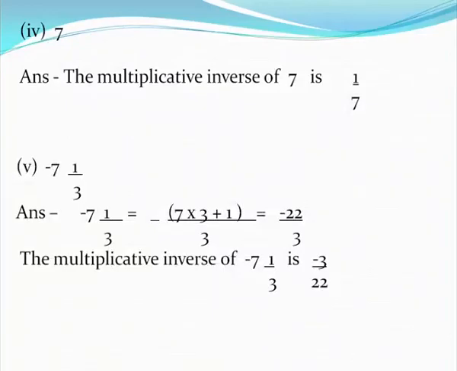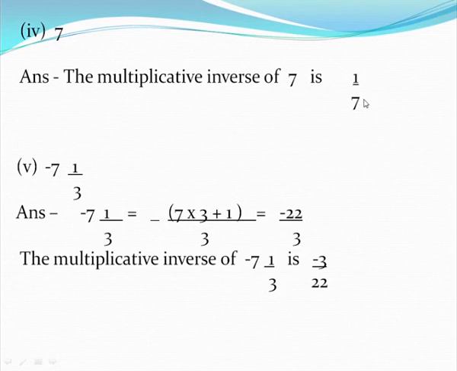Now, fourth example, 7. The multiplicative inverse of 7 is 1 upon 7. As there is no denominator here, we will consider 1 as the denominator. Hence, the denominator will come in the numerator, that is 1 will come in the numerator and 7 will come in the denominator. Hence, the multiplicative inverse of 7 is 1 upon 7.